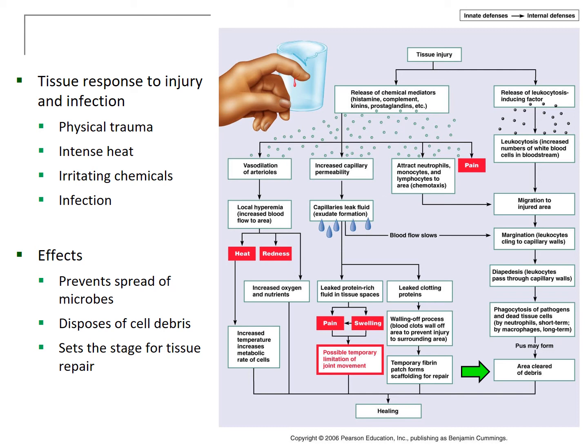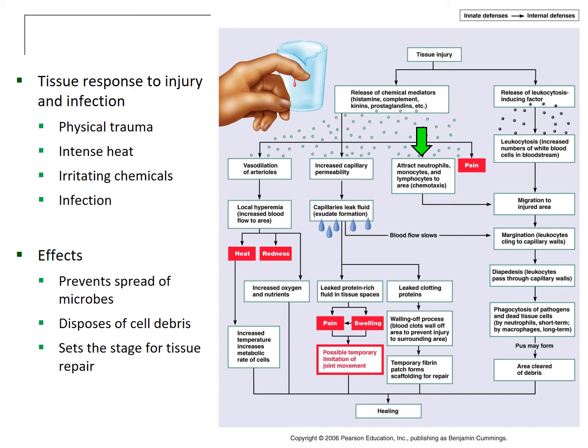Okay, so leukocytosis-inducing factor is not the only thing that's released during a tissue injury. You're also going to get the release of chemical mediators, such as histamine, complement, kinins, and prostaglandins. This release does a number of things. First of all, it directly causes pain. Secondly, it's going to attract neutrophils, monocytes, and lymphocytes to the area.